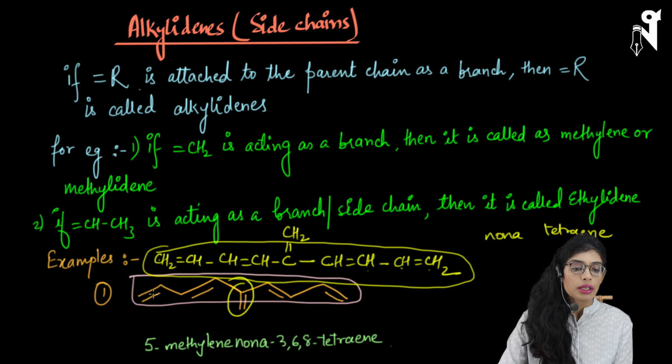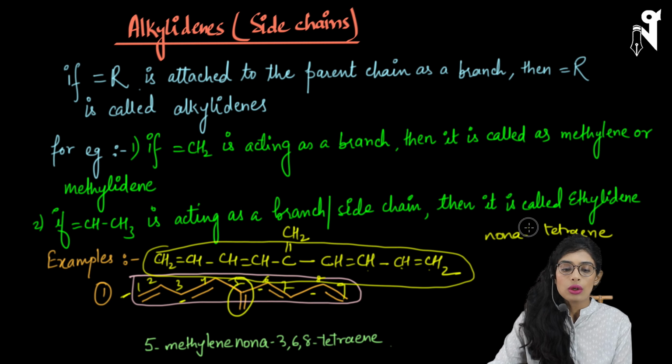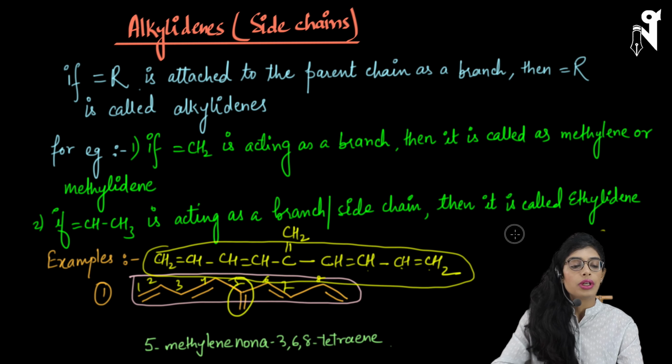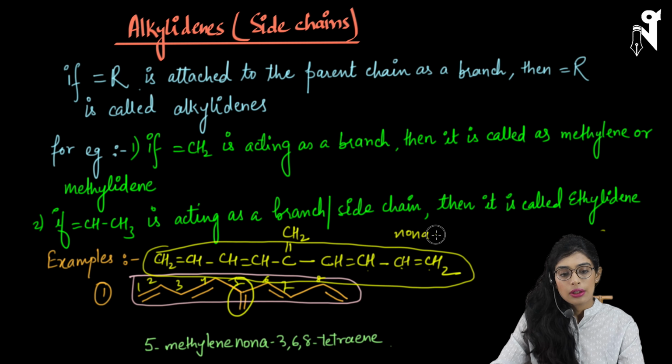So we can start marking it from either way, because it is a symmetric chain, the numbering won't make any difference over here. So we will have double bonds on first position, third position, sixth position, and eighth position. So we will write it as 1, 3, 6, 8. Very clumsy, I have written it over here. Let me just rewrite it. It will be nona 1, 3, 6, 8 tetraene.